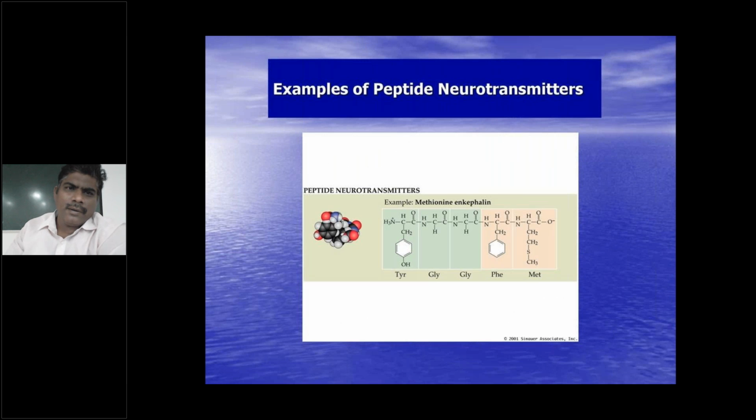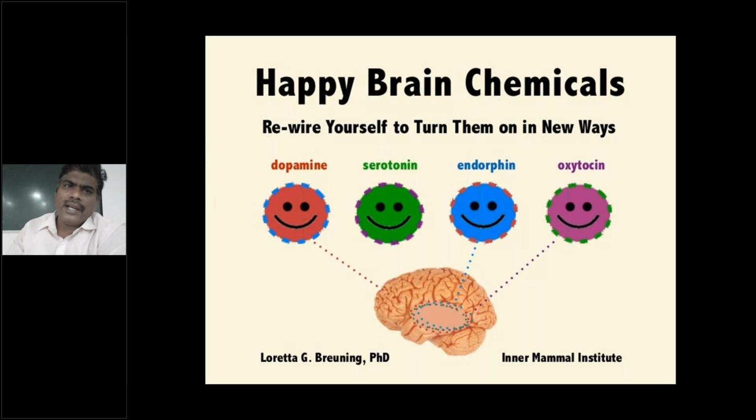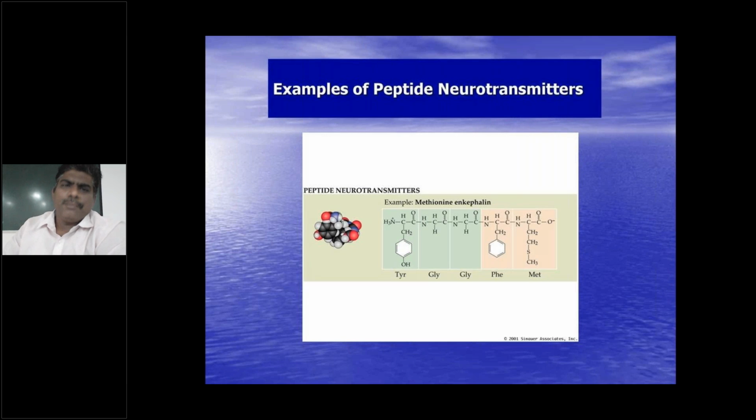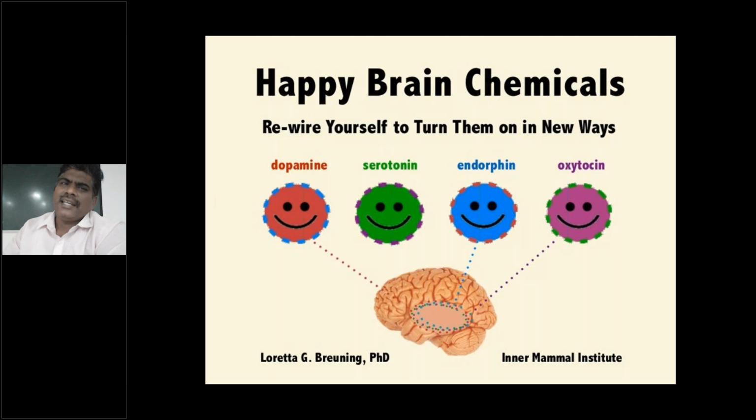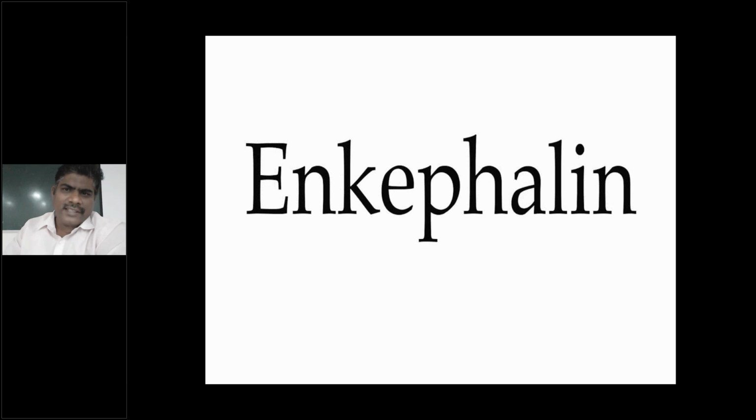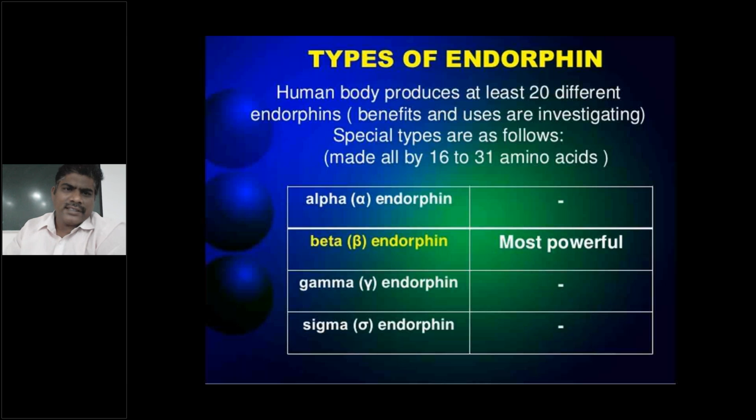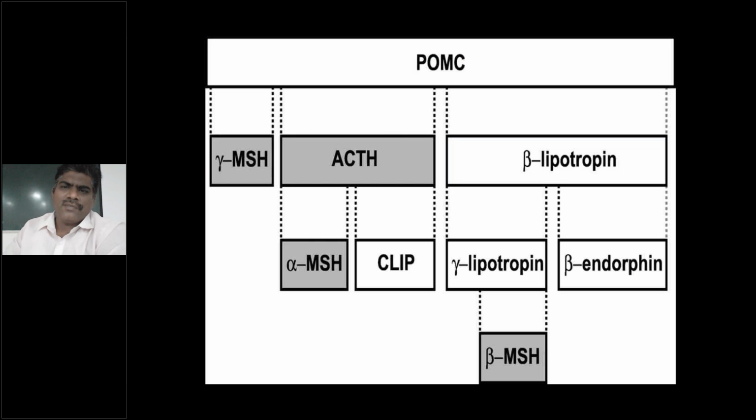Next, another example: peptide neurotransmitters. Peptide neurotransmitters are dopamine, serotonin, endorphins, and oxytocin. These are all known as the peptide neurotransmitters. They help a happy brain; these are all happy brain chemicals. Enkephalins. There are different types of endorphins.